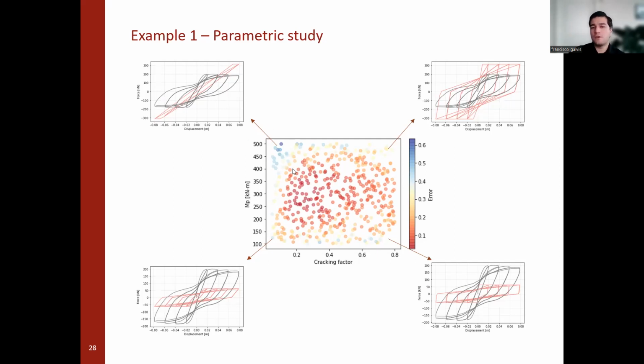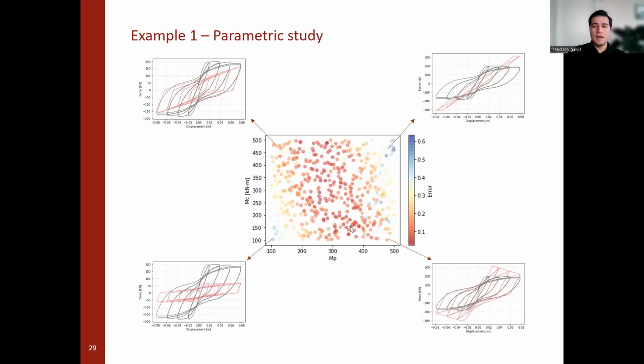So for example, in the top left here, if you have a low value of cracking factor but a high value of MP, what that's saying is that you have a really low initial stiffness, but then you yield really far away. That would be in red, the response that you got there. In contrast, if you are all the way to the lower right, if you have a high cracking factor, so really high elastic stiffness, but a low MP value, then you have really high stiffness, but you yield really quickly. And then you get those hysteresis loops that are really far from what was measured in the test, and thus the high error.